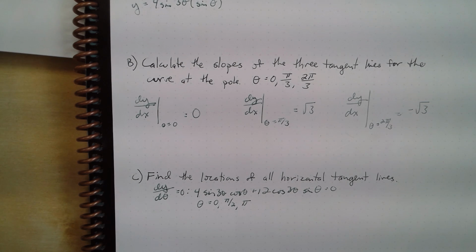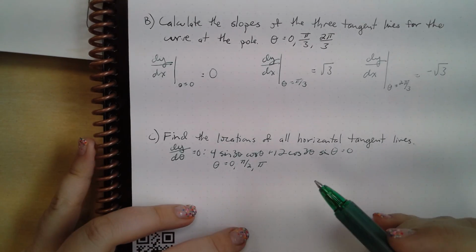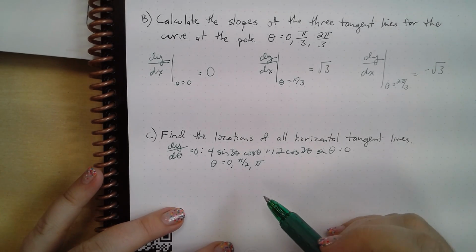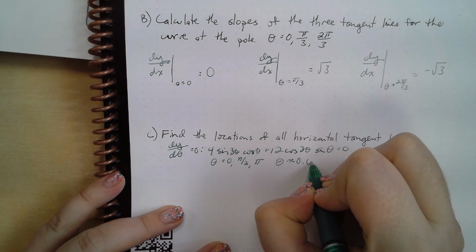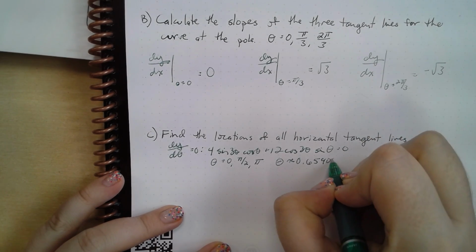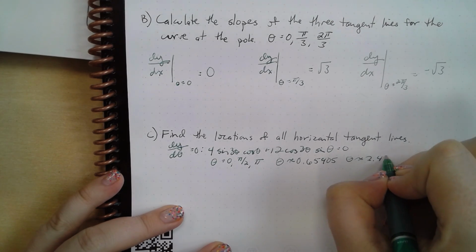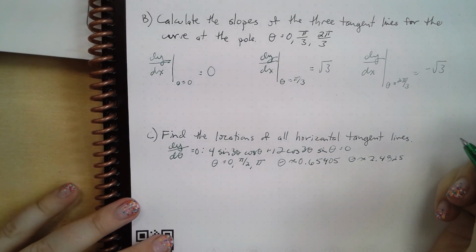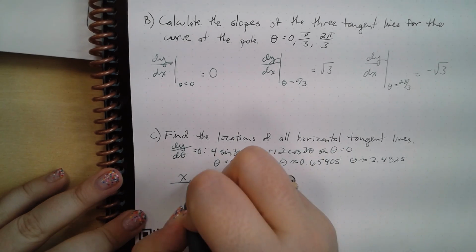Okay, I'm going to finish this example, even though there's not going to be anything like this on your assessment, and there's not going to be anything like this in your homework, so I don't know why I'm doing it, but whatever. Let's find all the locations of the horizontal tangent lines. Well, in this scenario, theta is approximately 0.65905 and approximately 2.4825, okay?